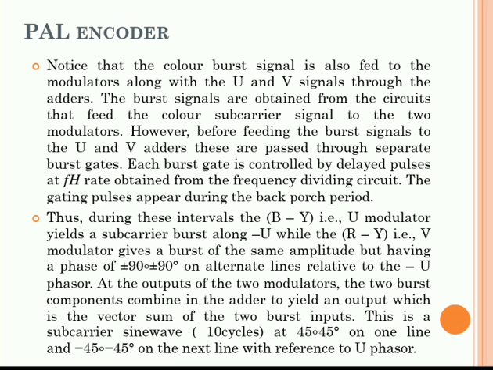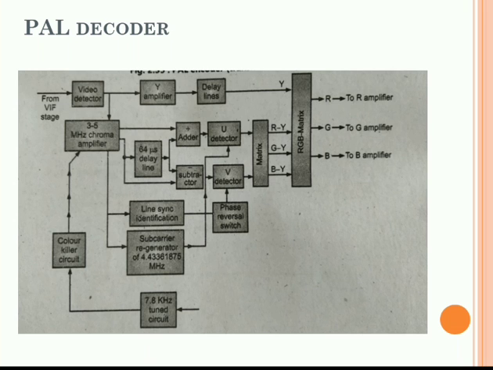This is all about the PAL encoder. Getting the concept of PAL encoder? Okay. Now we will see the PAL decoder, that is at the receiver side. The decoder is at the receiver side for the purpose of decoding the signal that is transmitted through the encoder and getting the same signal that was transmitted from the transmitter.